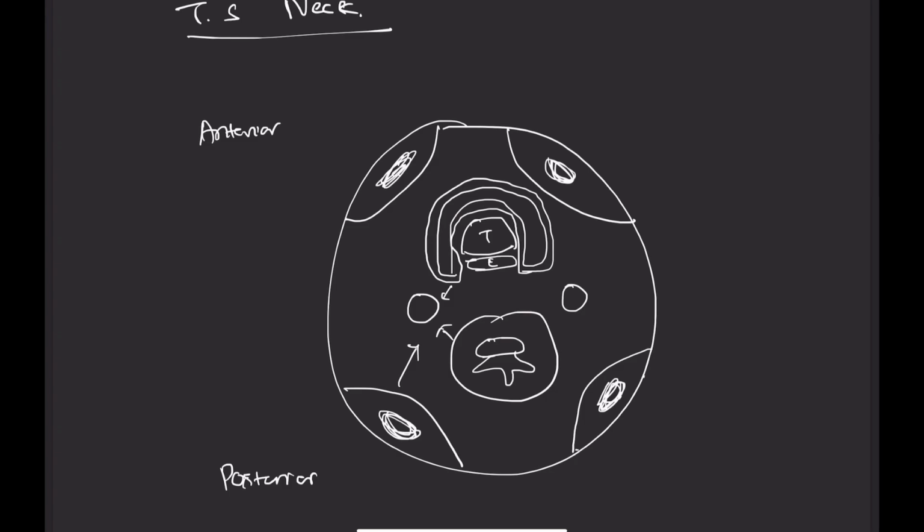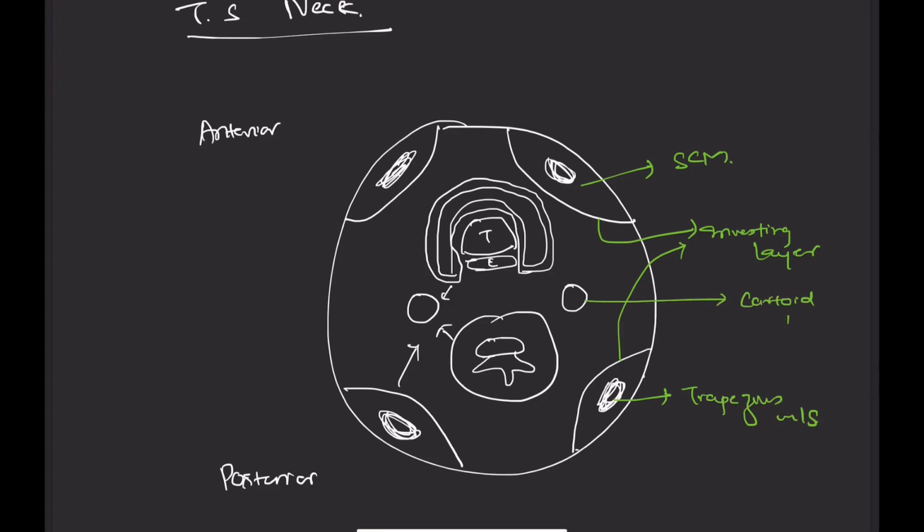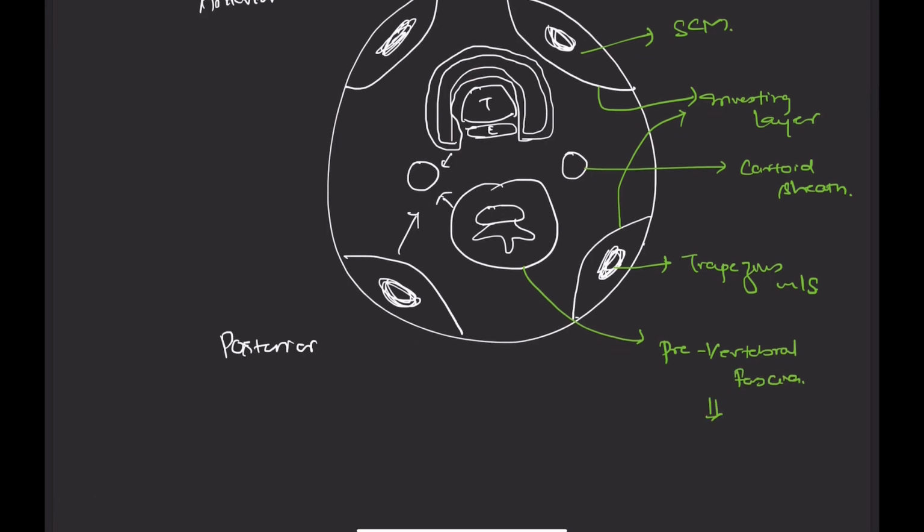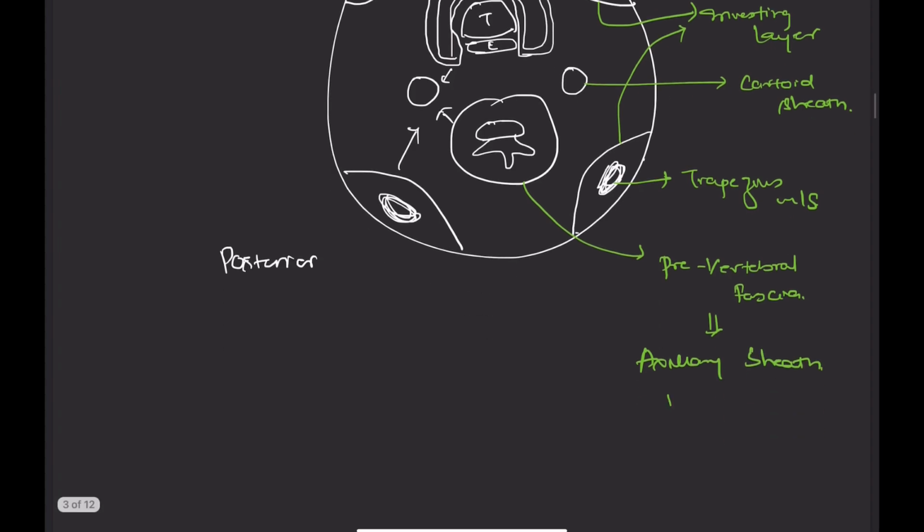Coming to the labeling, remember this is anteriorly the sternocleidomastoid muscle. These two are covered by the investing layer, and this muscle is the trapezius muscle. This is the carotid sheath, and this is the prevertebral fascia, and this will lead to the formation of the axillary sheath. It is an extension of the prevertebral fascia, the axillary sheath, and it also covers the brachial plexus.